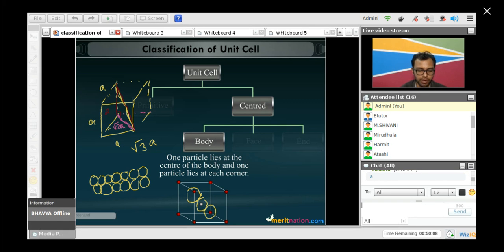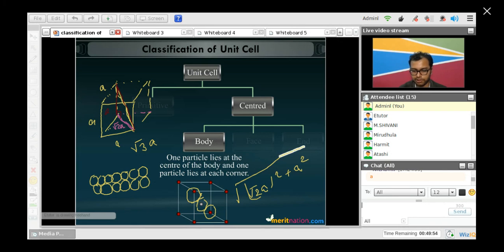Now, if you have to find the value of the body diagonal, that will be equal to how much? It will be the square root of (root 2a) square plus a square, right? So this is the length of the body diagonal, and it is equal to root 3a. So this is the length of your body diagonal, and this should be equal to 4r. This is how you can find the relation between the edge of the unit cell and the radius of the atom.